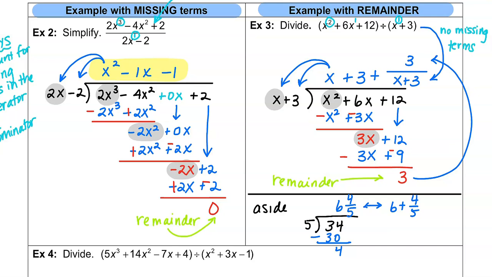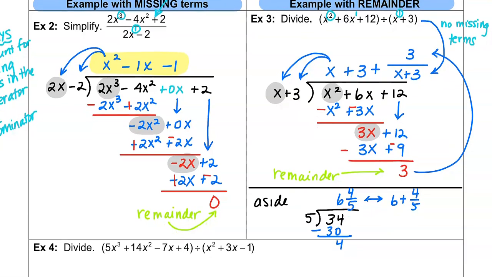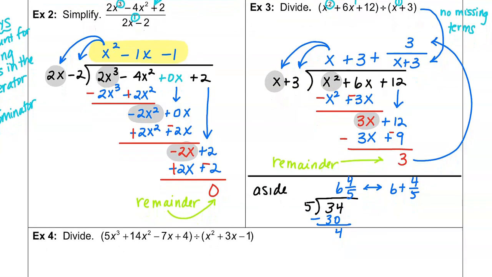So, I just like thinking of it in terms of the remainder 3 still has to be divided by the x plus 3, which is why we write 3 over x plus 3. Get the idea? Okay. Is this hard? It's going to be tedious, right? But it's actually not hard.